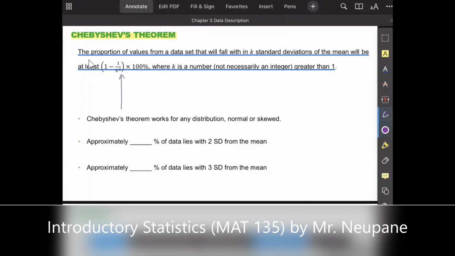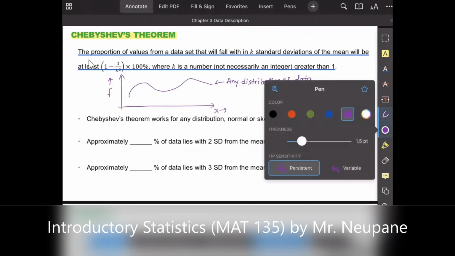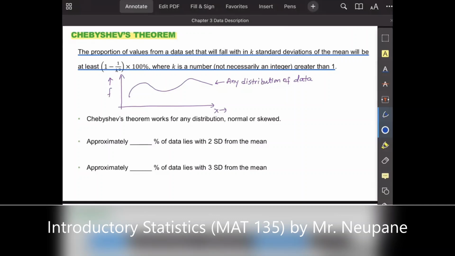If we draw the graph between frequency and the observations, then your graph may or may not be a normal distribution. Maybe your graph is something like that. So this is not a normal distribution. This is, for example, any distribution of data. If the data is normal, it will be bell-shaped. But this is any distribution. It is not normal. It can be normal too, but here what I chose is any distribution.